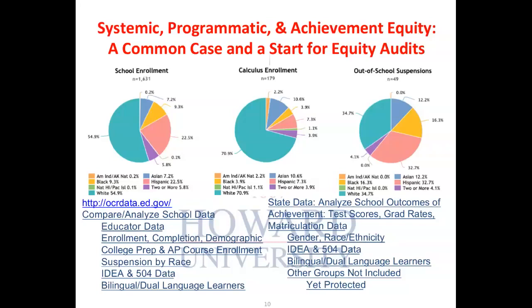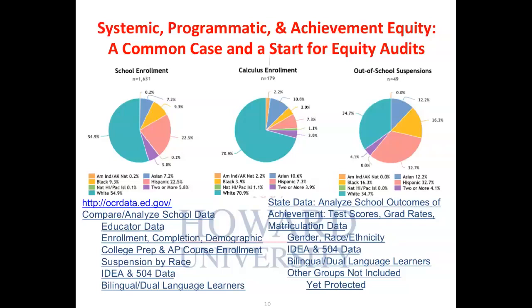You can look at the percent of students that are in calculus, or even algebra at the middle school level. You can look at some of the bilingual dual language learner data. That's all infused into the Office for Civil Rights data, and that begins your first step of essentially beginning your equity audit. But this is what I see commonly.